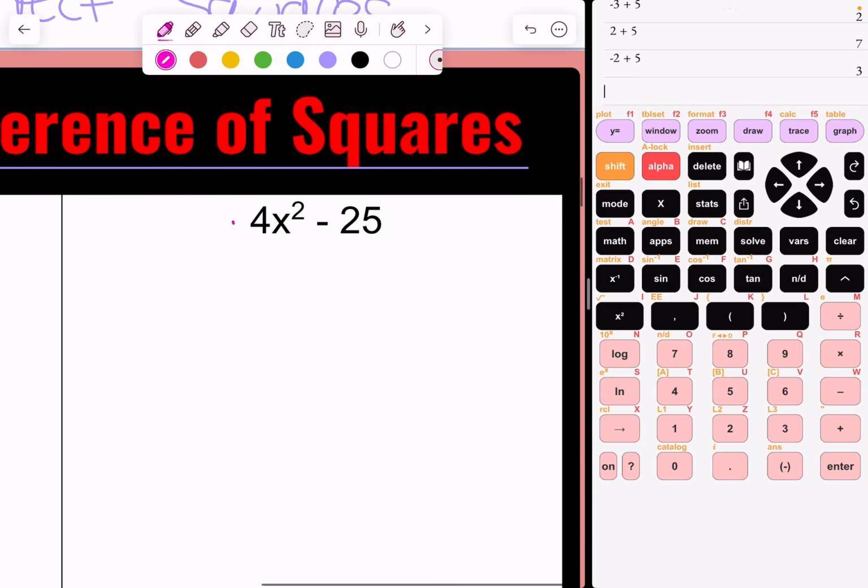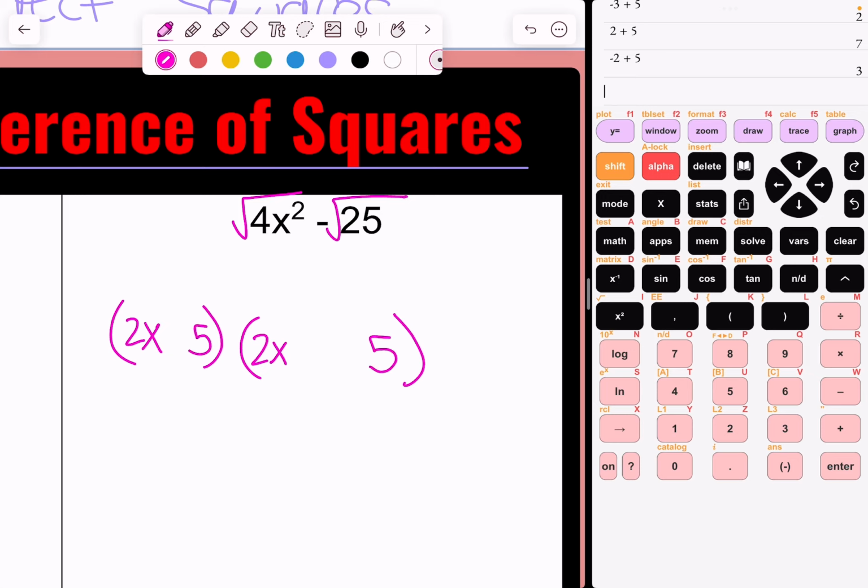All right. So now let's take the square root of both of these. The square root of 4 is 2 and 2. And to separate an x squared, you just separate it into x and x. And then the square root of 25 is 5 and 5. And the only way to get a negative 25 is by having a negative 5 and a positive 5.